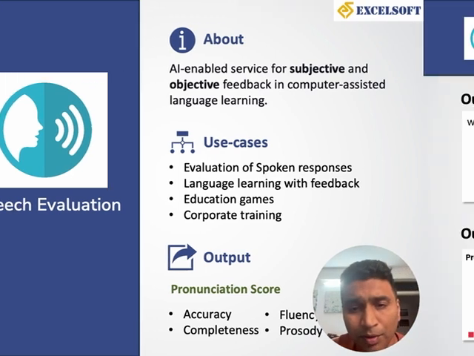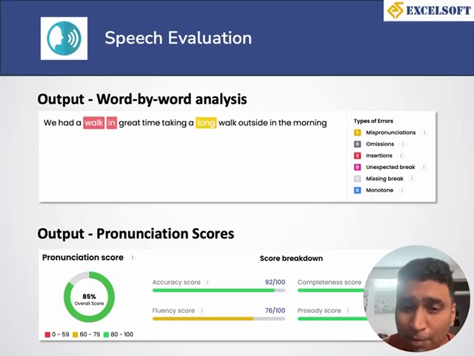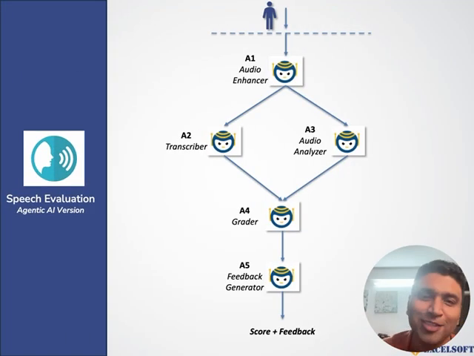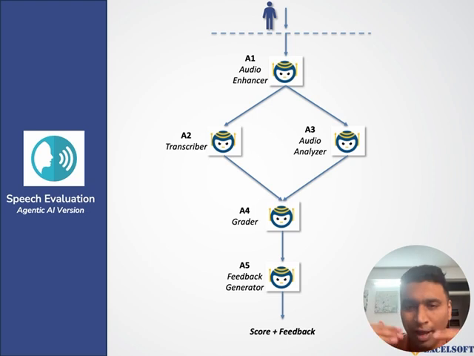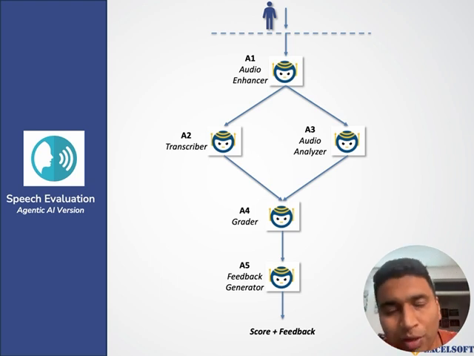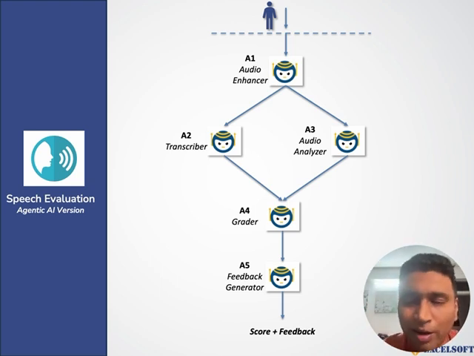Again, here we see a team of agents in action. The student's spoken response would go through the first agent, which would enhance the audio. Then it would give it out to two agents in parallel: A2, which would do the transcribing, and A3, which would do the analysis and scoring of the student's pronunciation. A4 would combine the outputs of A2 and A3 into a comprehensive grade. A5 would do the job of generating feedback and publishing the final score along with the feedback for the student.